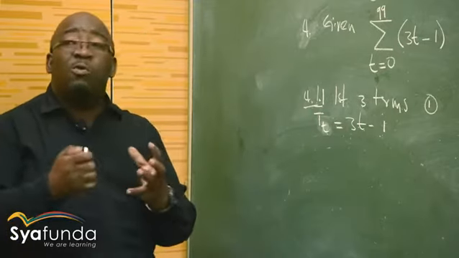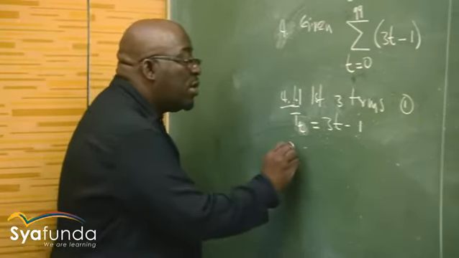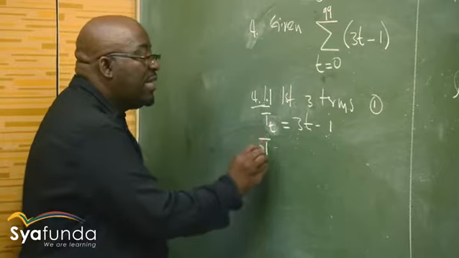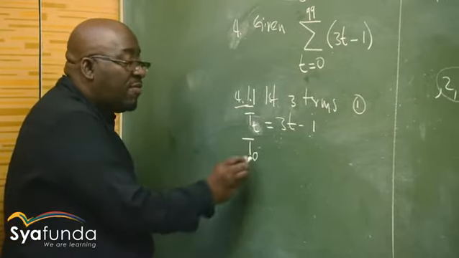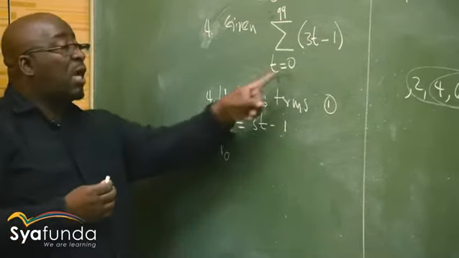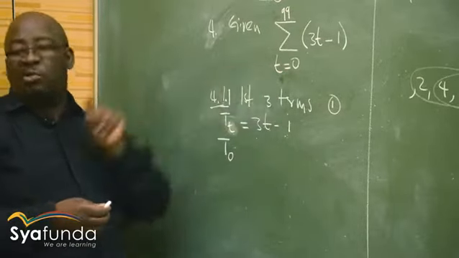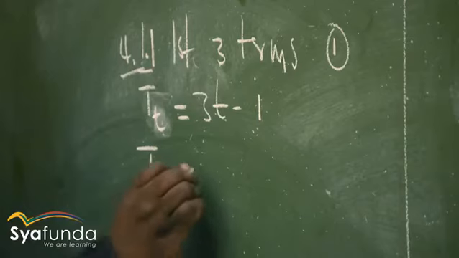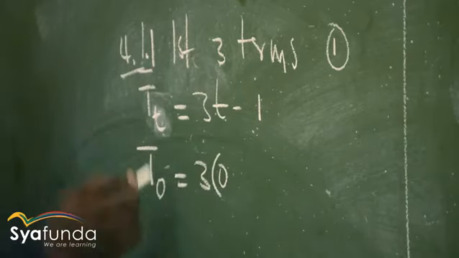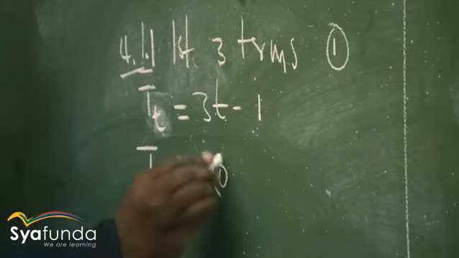Our first term will be term 0. So T0, T0. When there's T, I put in 0, because the first term starts at 0. This tells us which term we start from; I start from term 0. So T0 will be equal to 3 into 0, where there is T I put in 0: 3 times 0 minus 1.